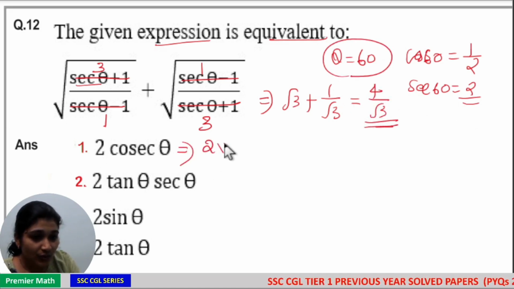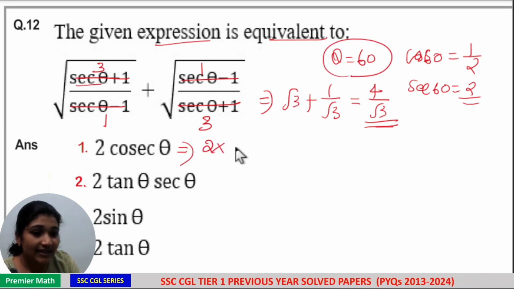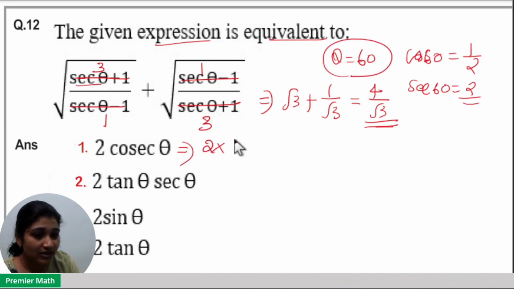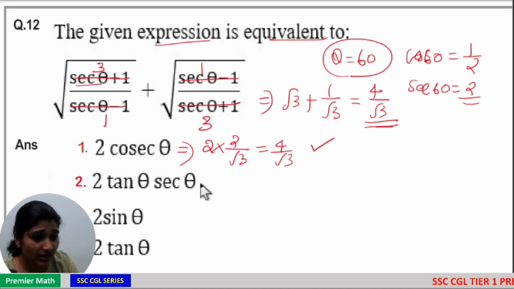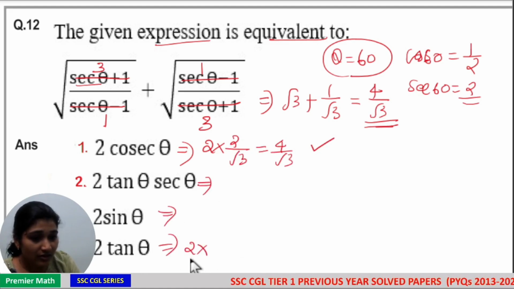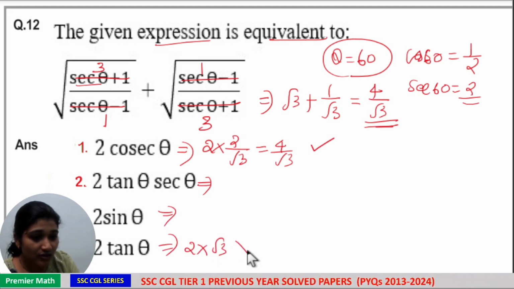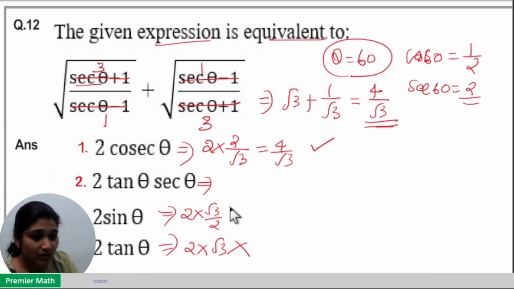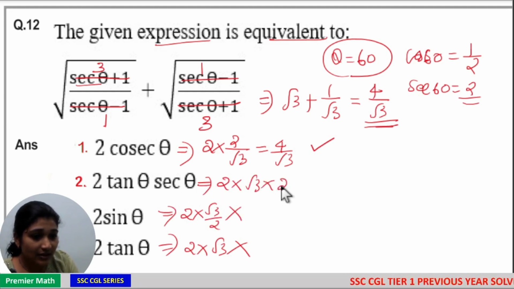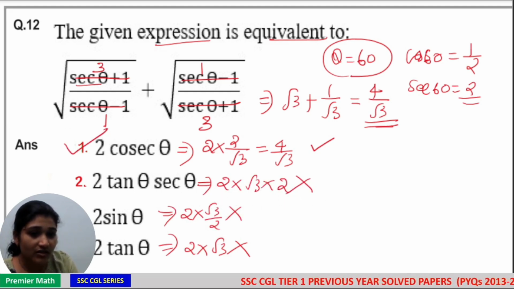So 2 into cosec 60 means sin 60 is equal to root 3 by 2, then cosec 60 is equal to 2 by root 3. Then now we get 4 by root 3 as our answer. So this can be our answer. Let's check the other options. Here 2 tan theta means 2 tan 60. Tan 60 is equal to root 3. So this is not our answer. Here 2 into sin 60 is equal to root 3 by 2. So this is not our answer. Now if you look at the next option, 2 into tan 60 root 3 and sec 60 is equal to 2. This is not our answer. So option 1 is your answer.